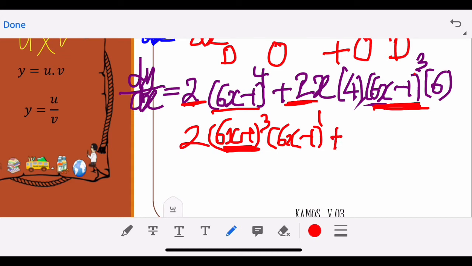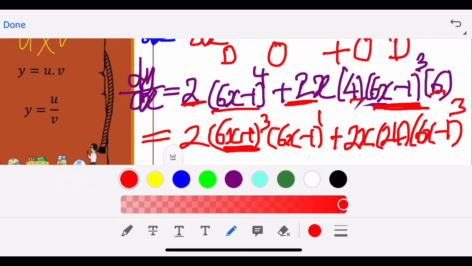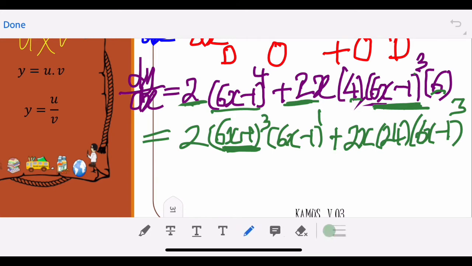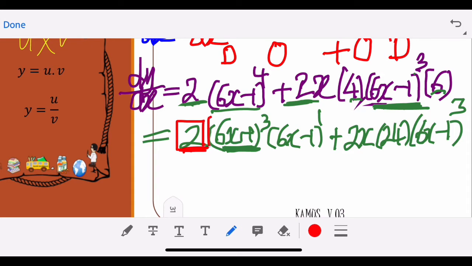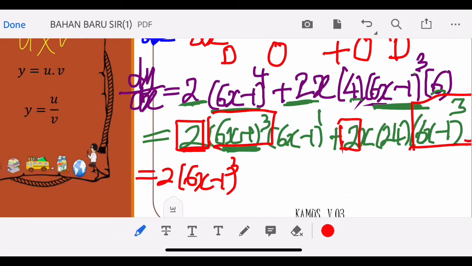So I copy back. I have 2x here, 4 times 6 is 24, (6x minus 1) to the power of 3. Now I'm going to highlight the common factor that I'm going to factorize. I use a red pen. I'm going to factorize out 2, and this thing out, right? These are the common factors: 2 and (6x minus 1)^3. Then how about the balance? The balance is like this.